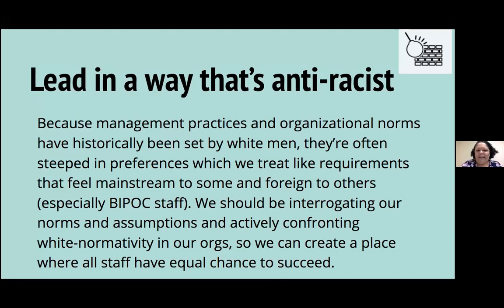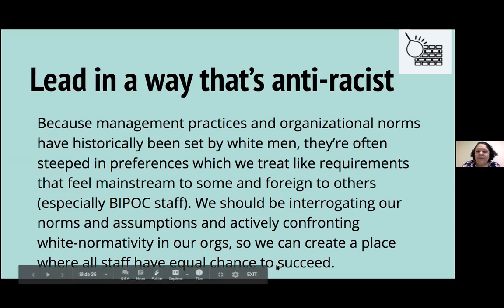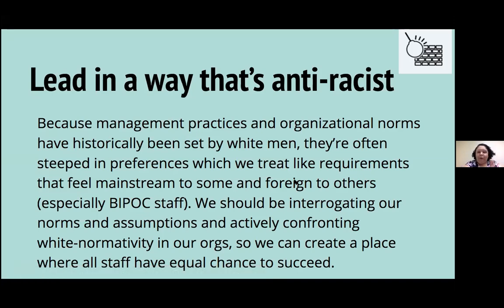And I want to invite us to think about who has set management practices and organizational norms in our sector. And so whose preferences do we actually treat like they're requirements, like they're the only way to do the job? And in fundraising, you know this particularly because we're interfacing with philanthropy, there are some very specific preferences that actually are not requirements to do our jobs well and position some to succeed. And they set others on a track where they've got to overcome other people's preferences just to be at even.